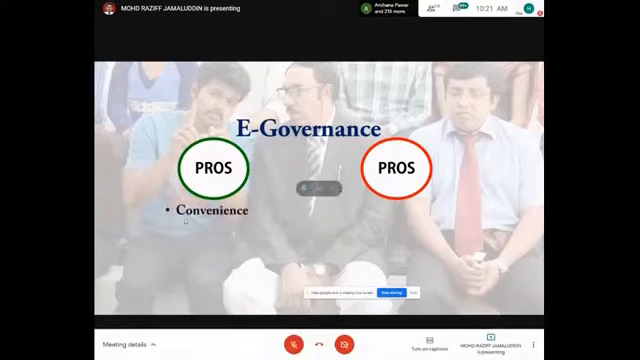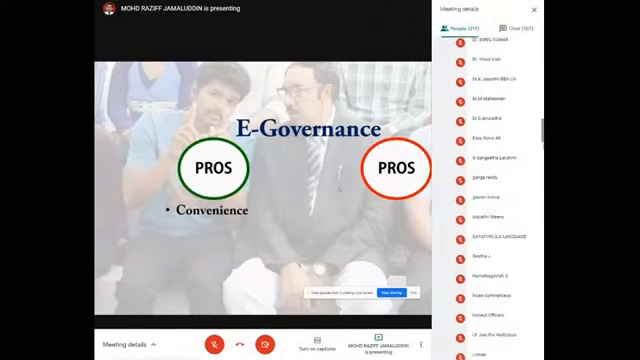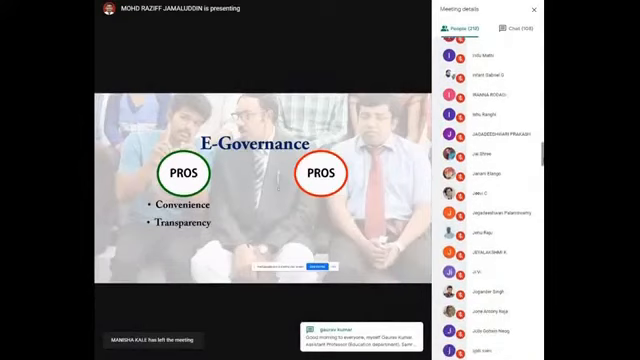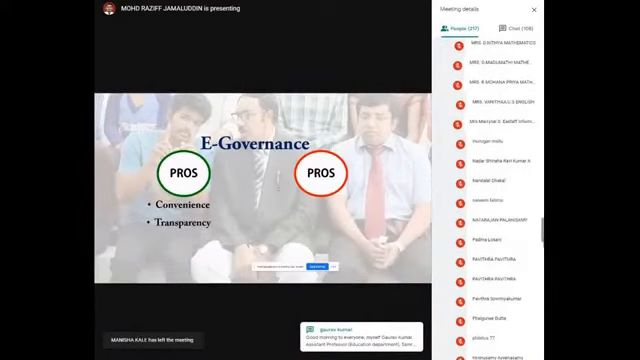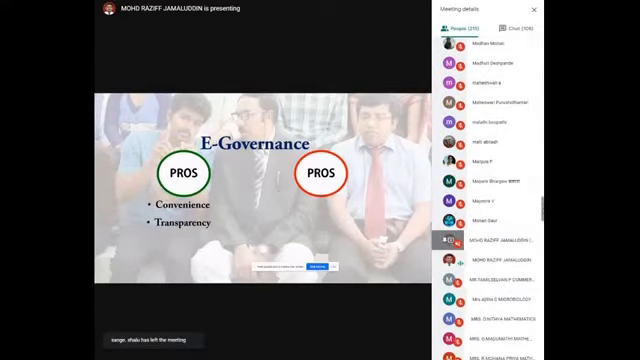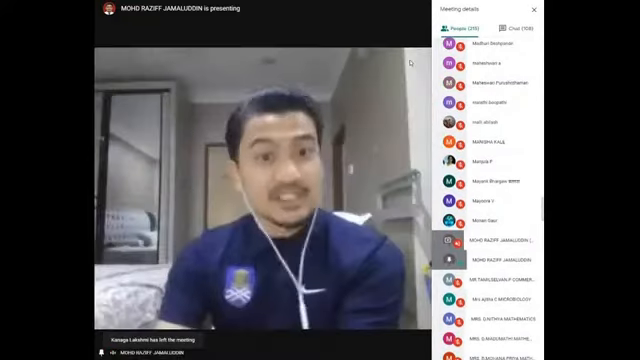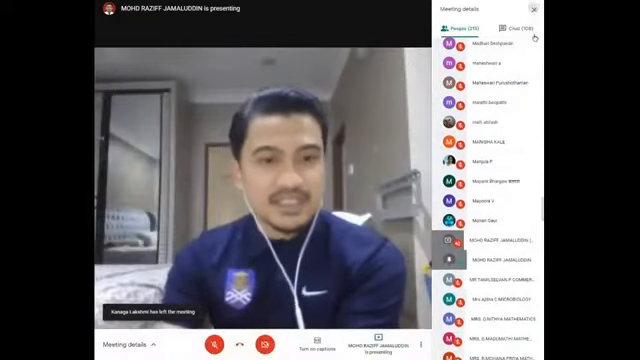Why e-governance? Because of convenience. We want a convenient system for everybody, for stakeholders. And then transparency. This is important, especially when you award projects for supply chain management. We need to be transparent, especially in government, because sometimes public money is involved. And then quick and efficient. So these are the four important pros for e-governance.